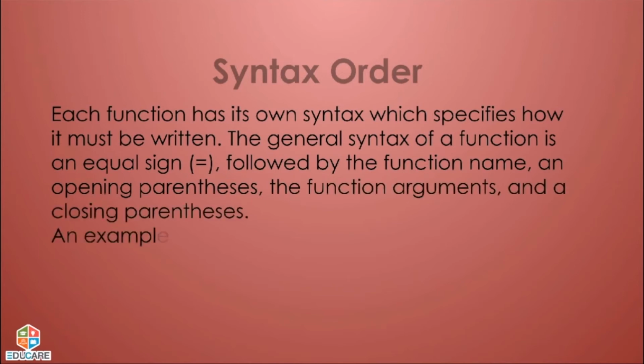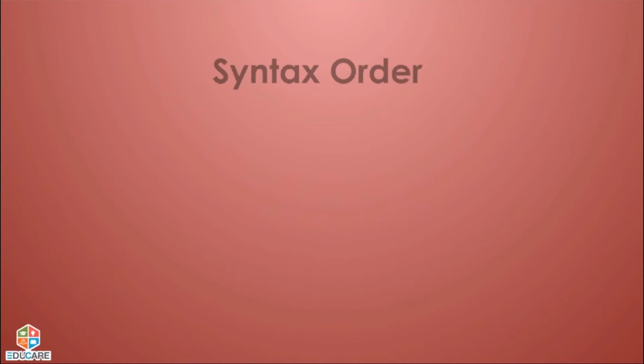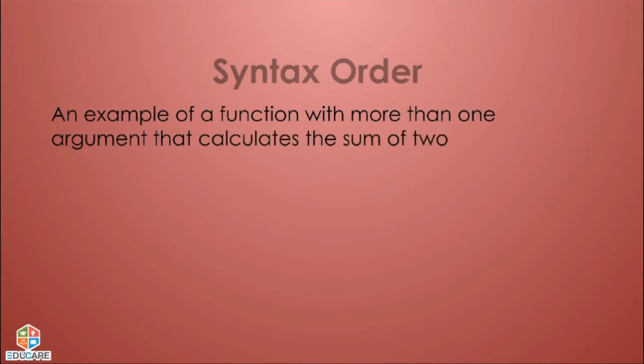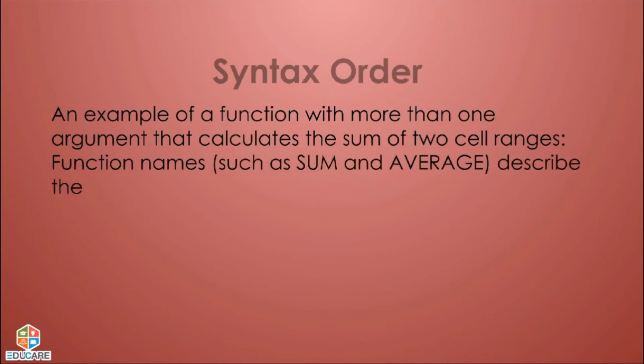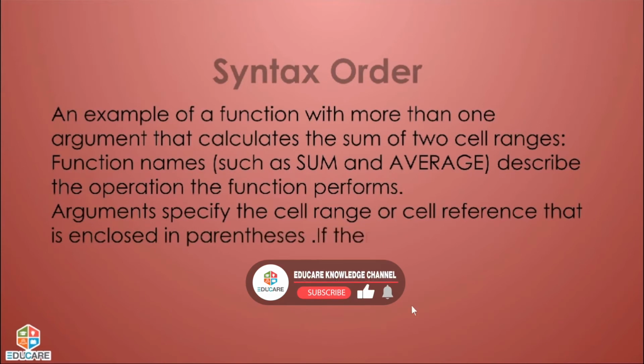An example of a function with one argument that adds a range of cells A3 through A9. An example of a function with more than one argument that calculates the sum of two cell ranges. Function name, such as SUM and AVERAGE, describes the operation the function performs. Arguments specify the cell range or cell reference that is enclosed in parentheses. If there is more than one argument, separate each by a comma.